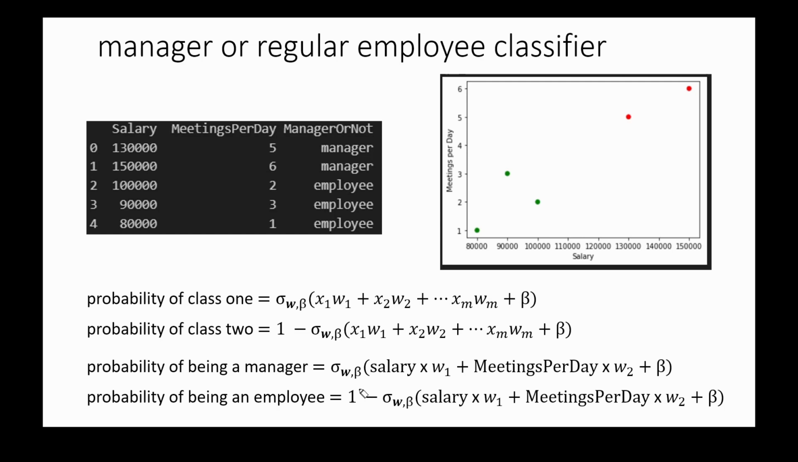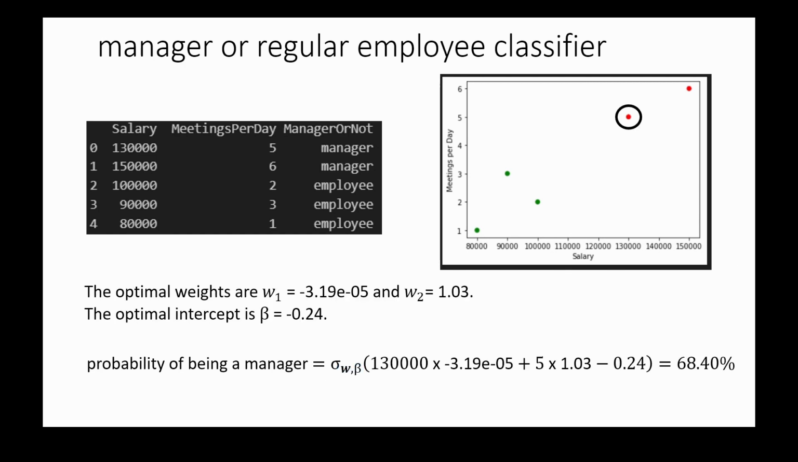Of course, the expression of the sigmoid function depends on this w and beta. We will talk about how to calculate those two later, but right now let's just assume that we already have the optimum weight and optimum intercept. So in this problem, the optimum value for the first weight is about minus 3.19 times e to the minus 5th power, and the optimum value for the second weight is 1.03. The optimum intercept for this particular classifier is minus 0.24.